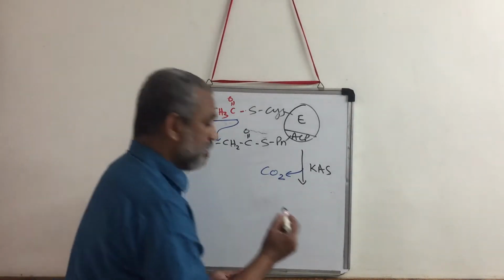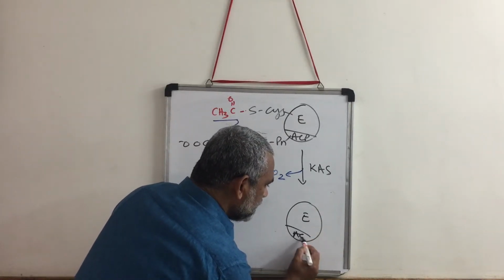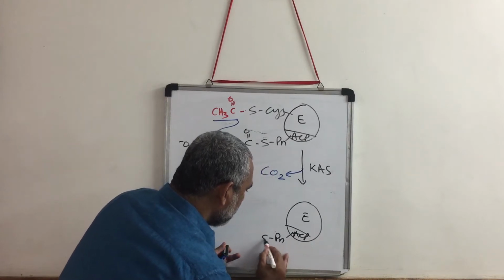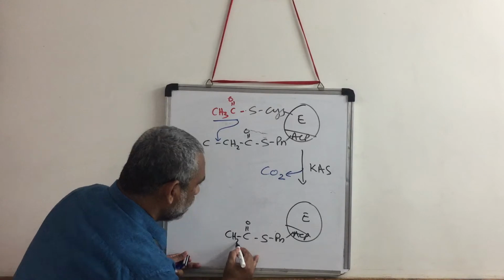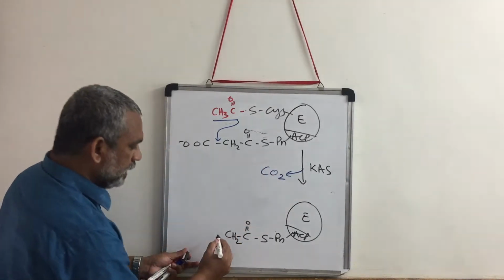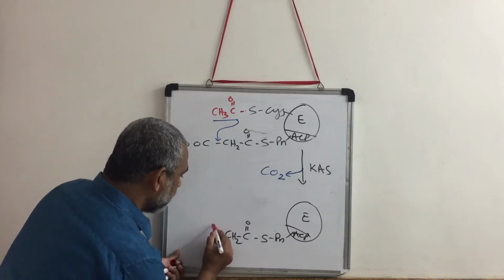And now what happens? So this is the enzyme ACP, PNS. So here is, this CO2 is gone. Now the remaining is, let us use another color.